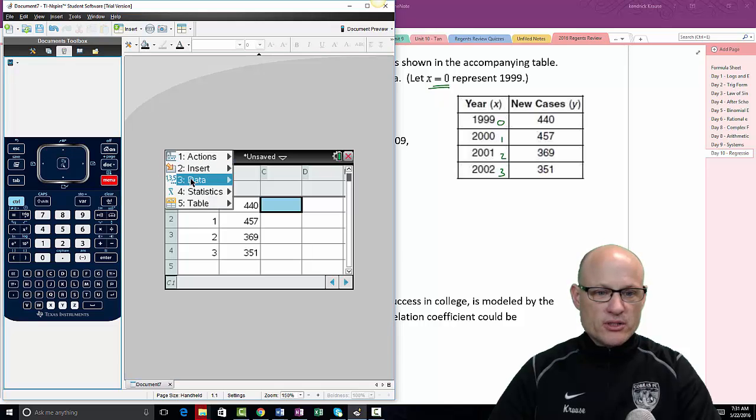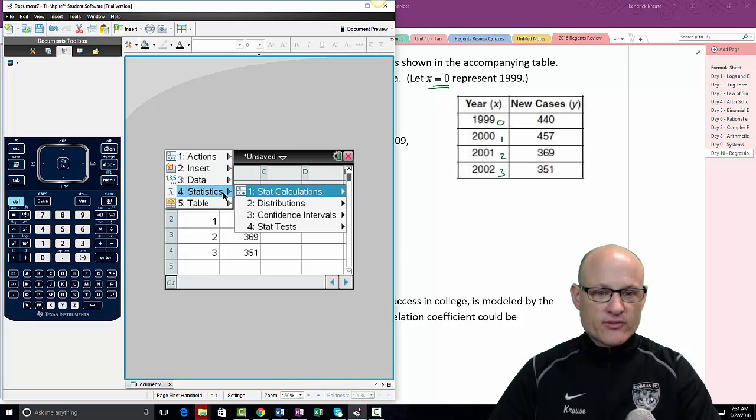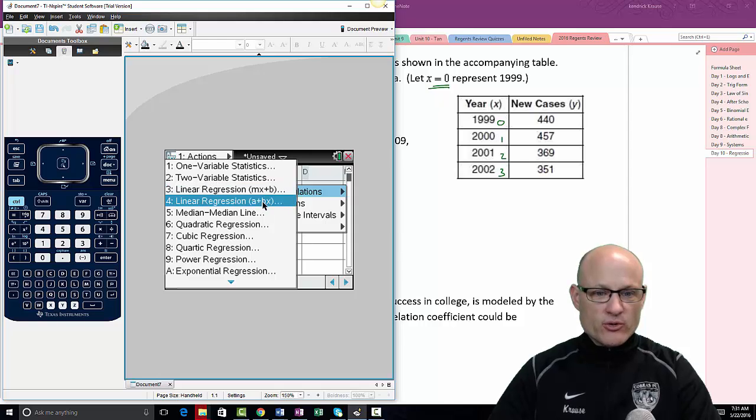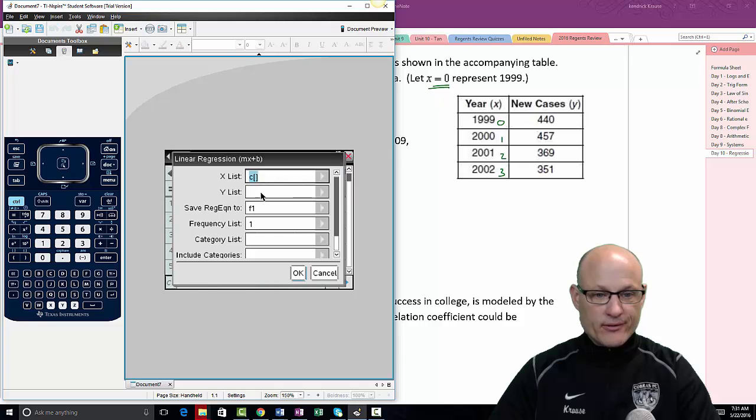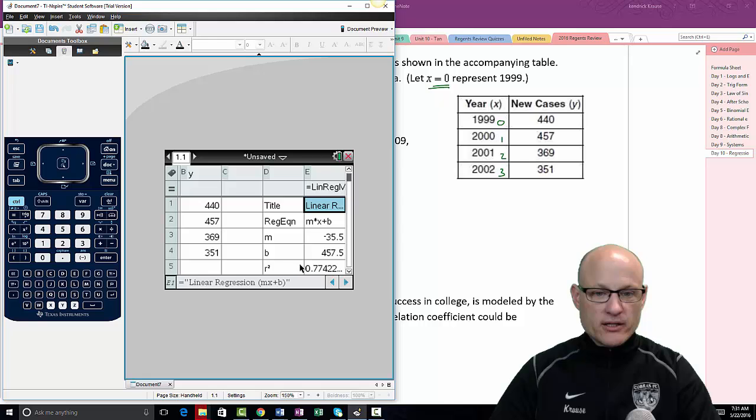So we're going to go to menu, stats, stat calculations, and we're going to do mx plus b, right? We don't do a, whatever that is. Who knows what that is? Nobody knows what that is. We'll call this x, call this y, and we'll click OK.